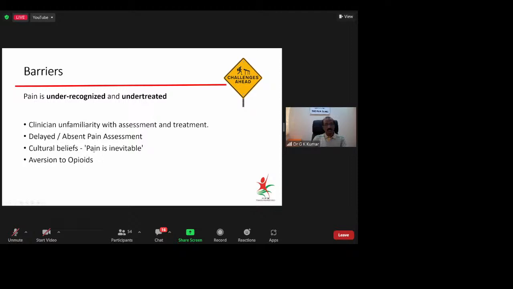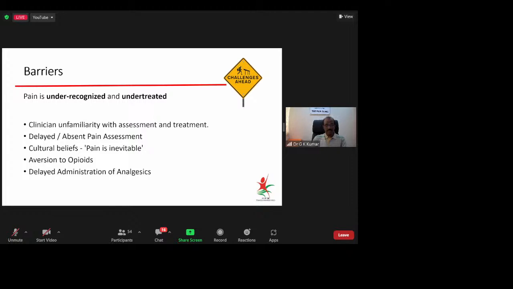So what is the cultural belief? Pain is inevitable. Most of us believe that the drug is acting and the patient is overreacting. So aversion to opioids is also one more thing. And of course, aversion to looking for alternatives to opioids is another factor contributing to the biggest barrier to achieving 100% pain relief.